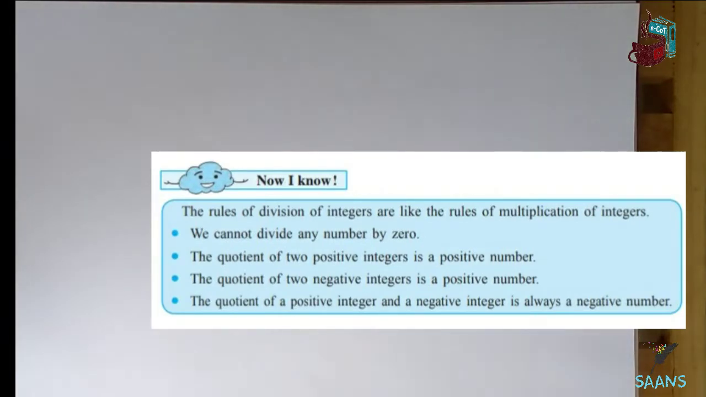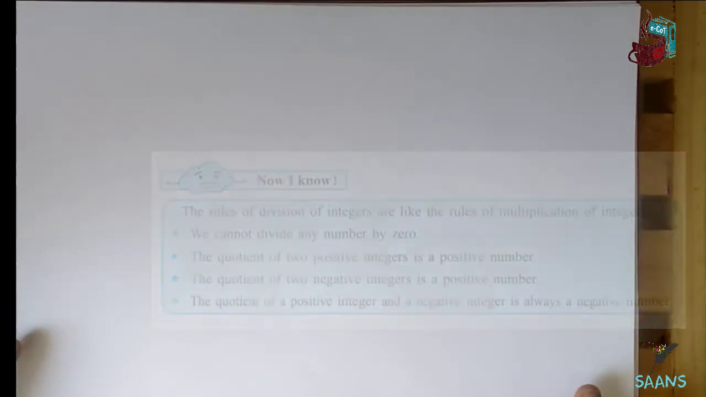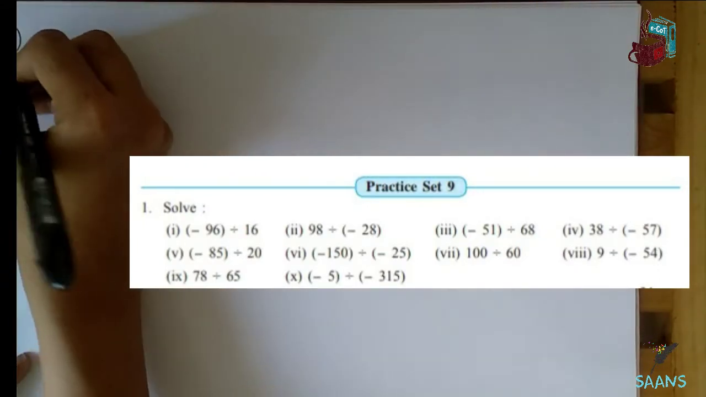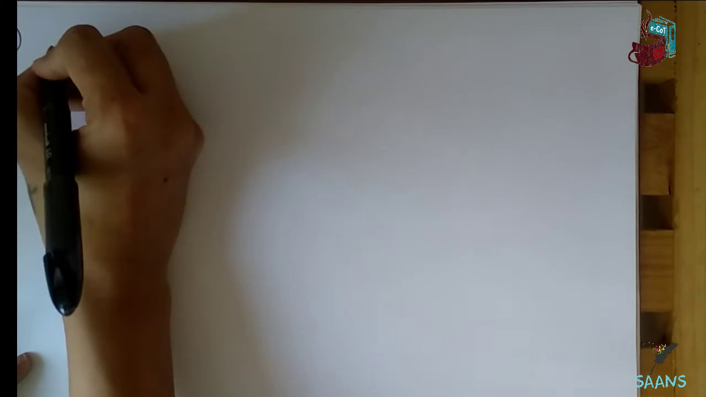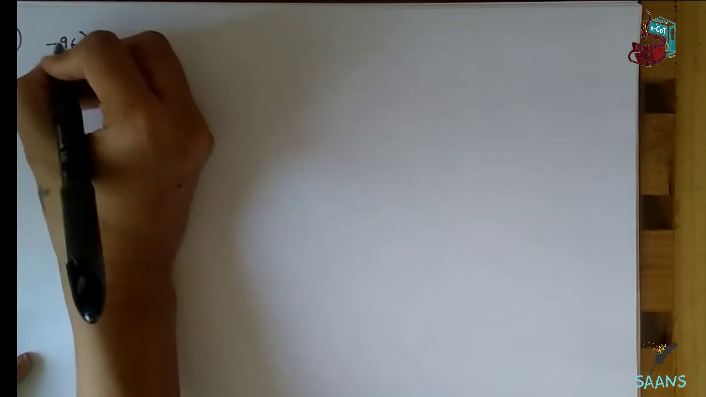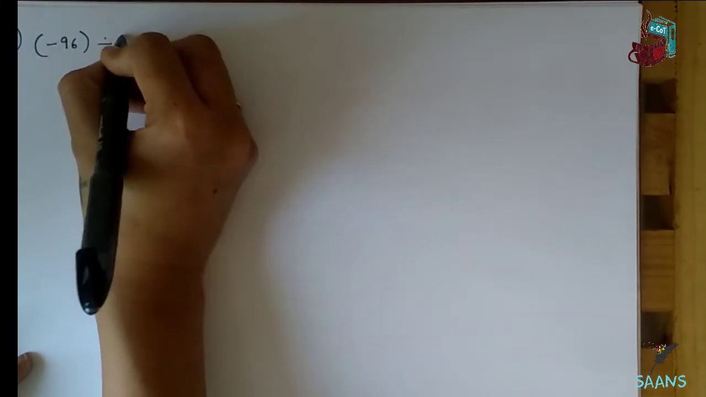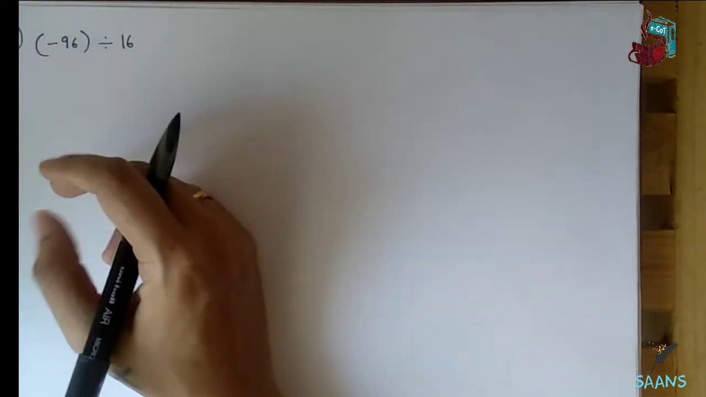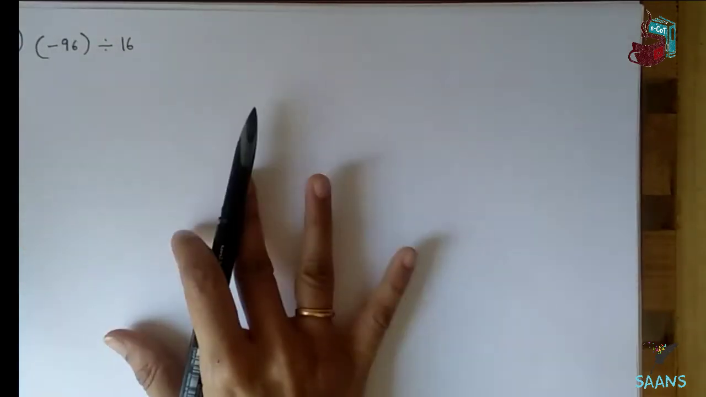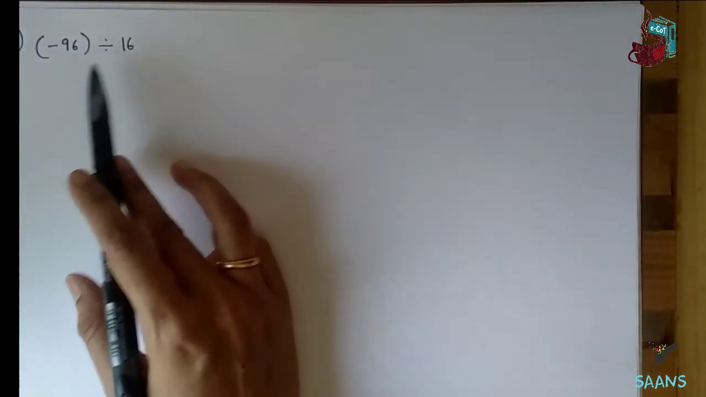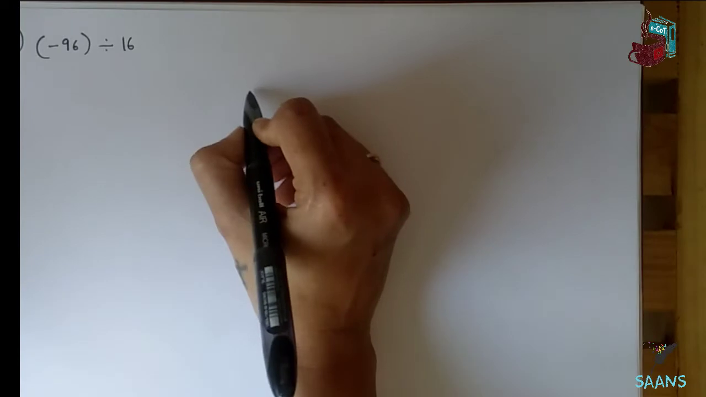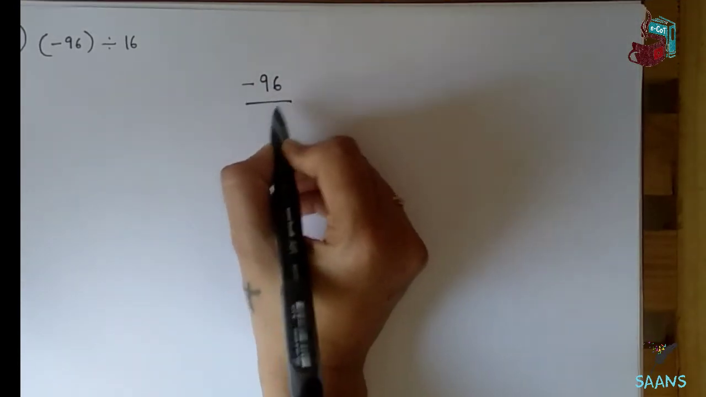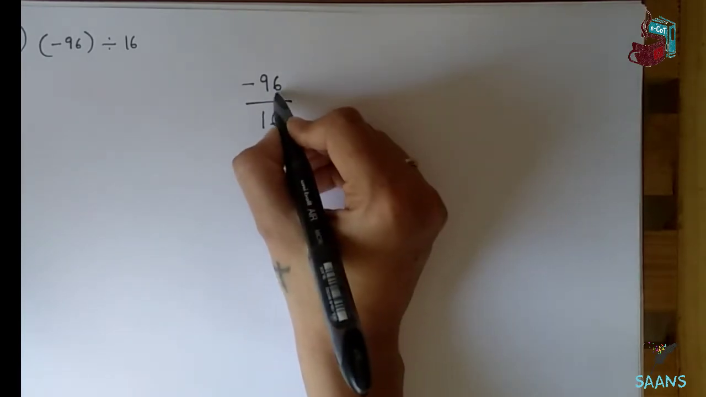So let's begin. Let's attempt practice set 9, the first sum. The first sum is minus 96 divided by 16. So kids, first you only concentrate on looking at the numbers, forget the sign. Let's do our normal way, how we have gone about it. Minus 96 divided by 16.